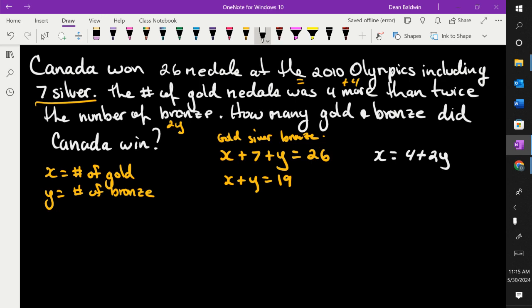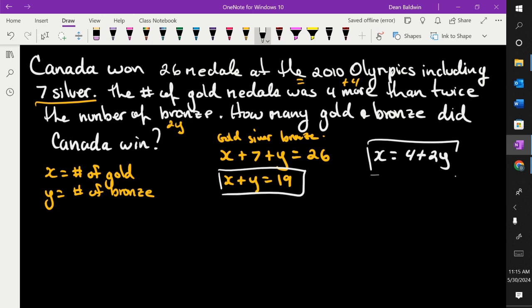Okay, does that make sense? All right. Do we have 2 equations? We got this one and we got this one. Now, I didn't line them up on purpose. You can use elimination if you want. It doesn't really matter.